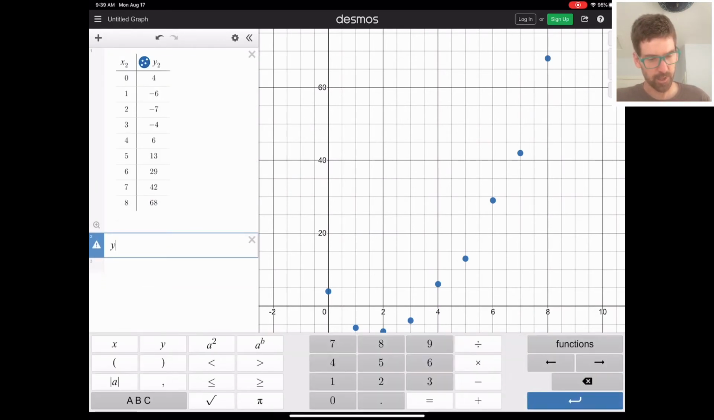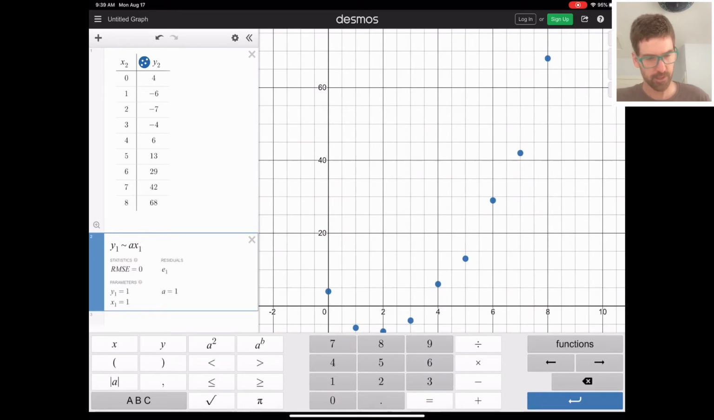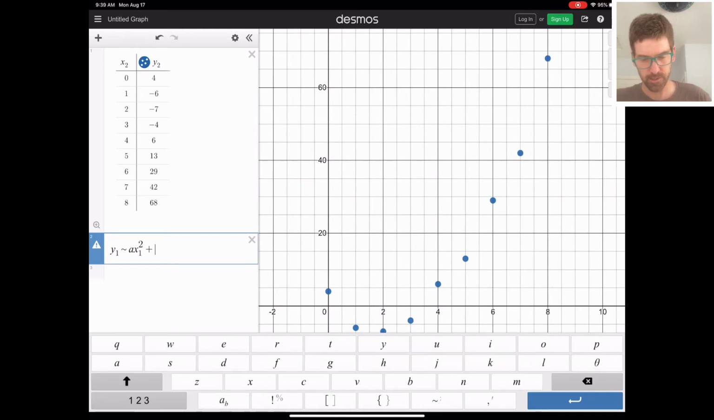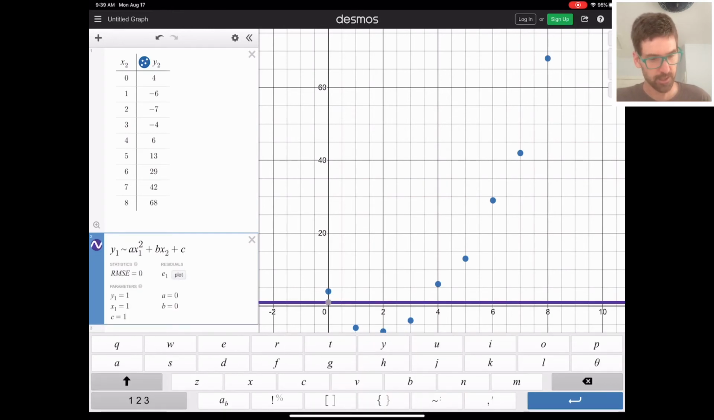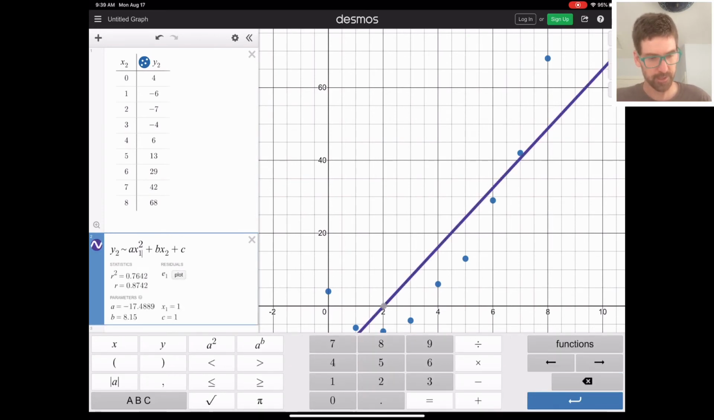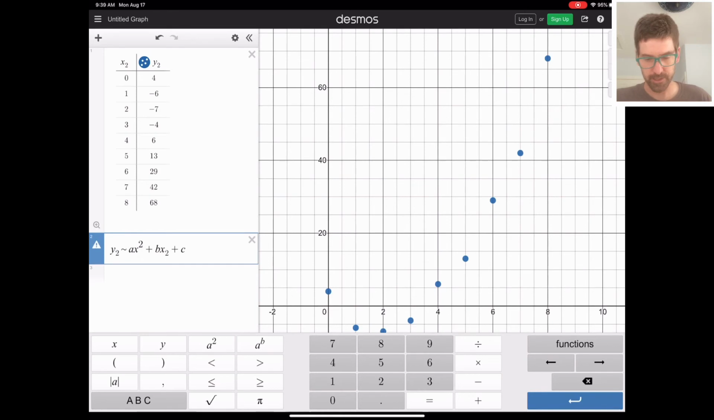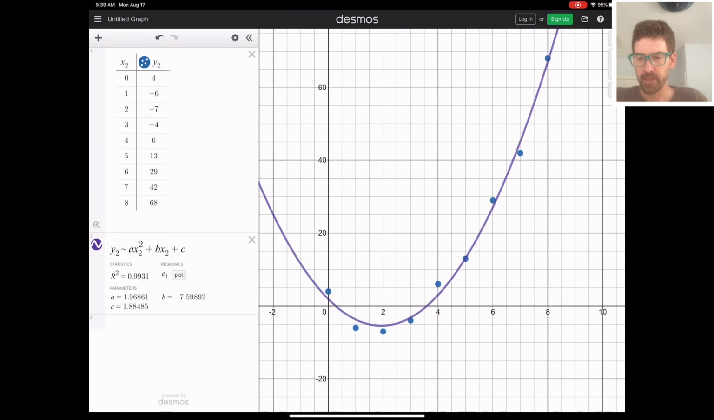So y1 and another tilde, and a x1 squared plus b x1. Actually, it's x2, right? x2, y2, so I'll have to fix those. x2 plus c. And let's make those 2's instead of 1's, because at the top of my data table, you can see that Desmos has assigned those data to be x2, y2. All right, and let us bring that back over to Desmos.